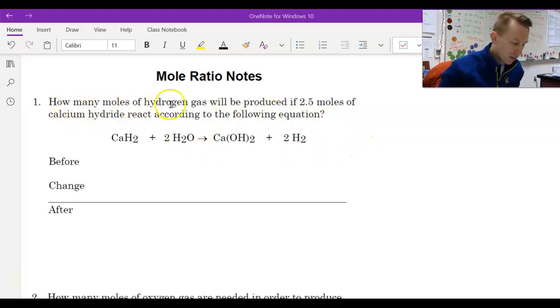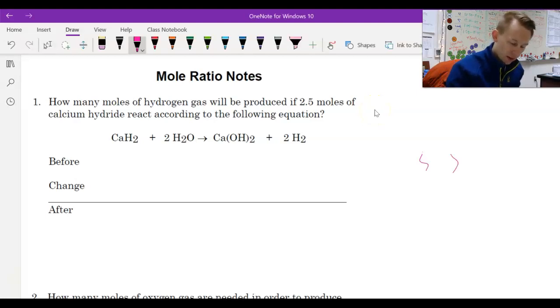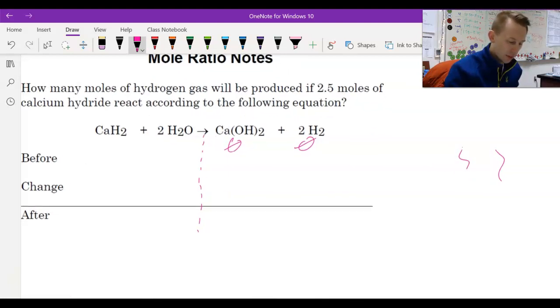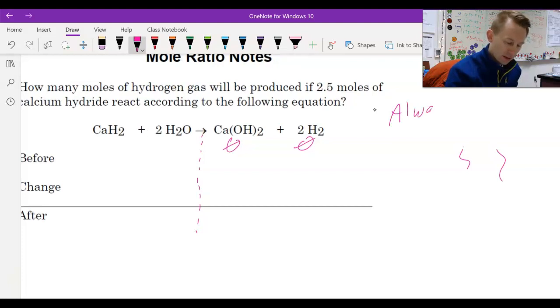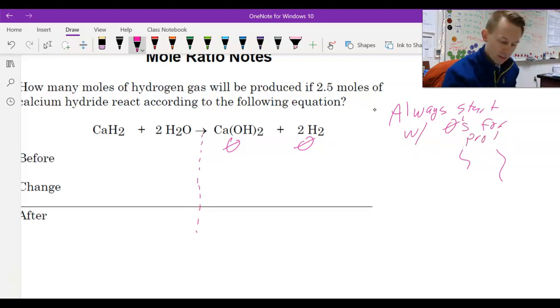It says how many moles of hydrogen gas will be produced if 2.5 moles of calcium hydride react according to this equation. There's a few things we can do before even writing anything down. We want to divide this BCA table in half, products versus reactants. And before we do anything, we put in zeros here, because you're never going to have any products. So always start with zeros for products.